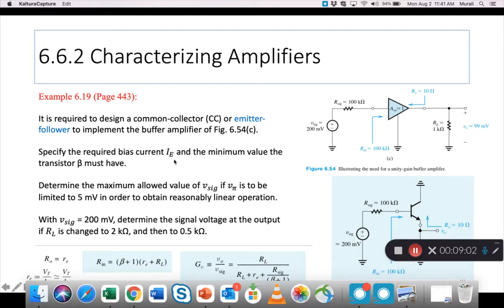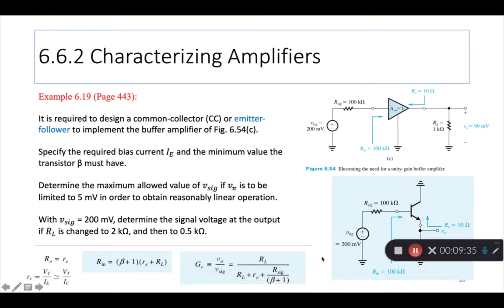the bias current, and the minimum value of the beta that the transistor must have. Also determine the maximum allowed value of V signal if V pi is to be limited to 5 millivolts in order to be in linear operation. Lastly, given a V signal of 200 millivolts, determine the signal voltage at the output if RL is changed to 2 kilo ohms, so right now we've got RL as 1 kilo, and then to 0.5.